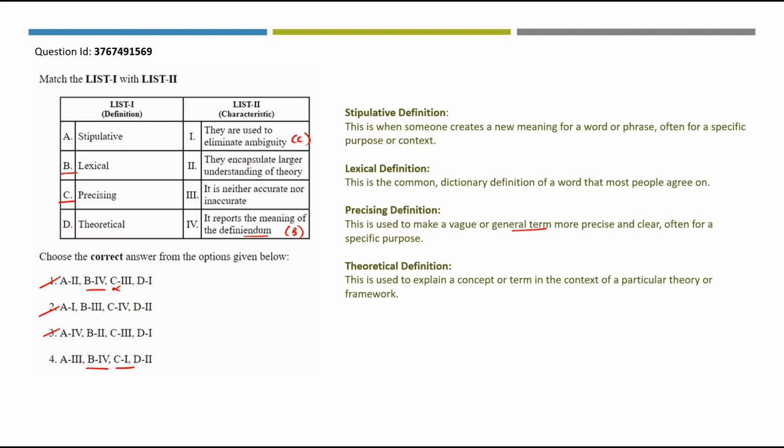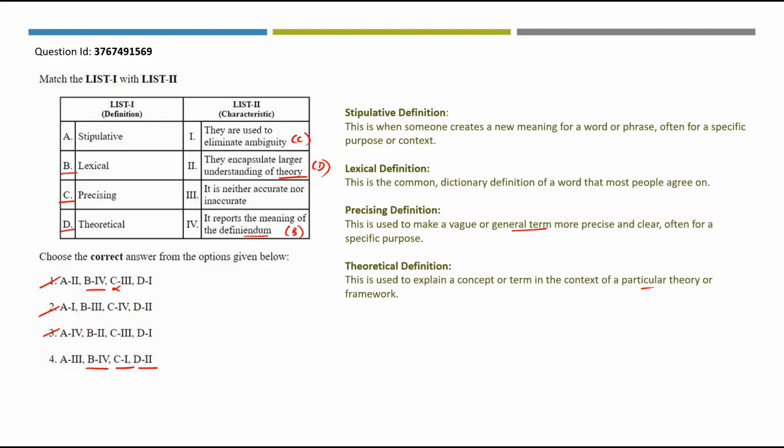Then we will get on to theoretical definition. They encapsulate larger understanding of theory. So this is about explaining a concept in the context of a particular theory or framework. Based on this particular keyword, we can map D to 2. What about stipulative then? It is neither accurate nor inaccurate. Why do they actually give such characteristic?